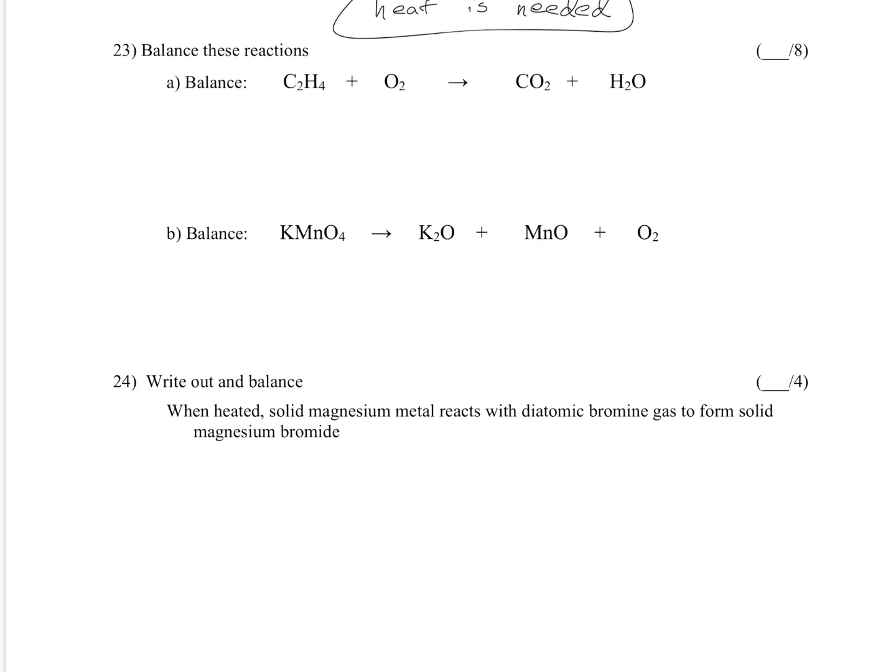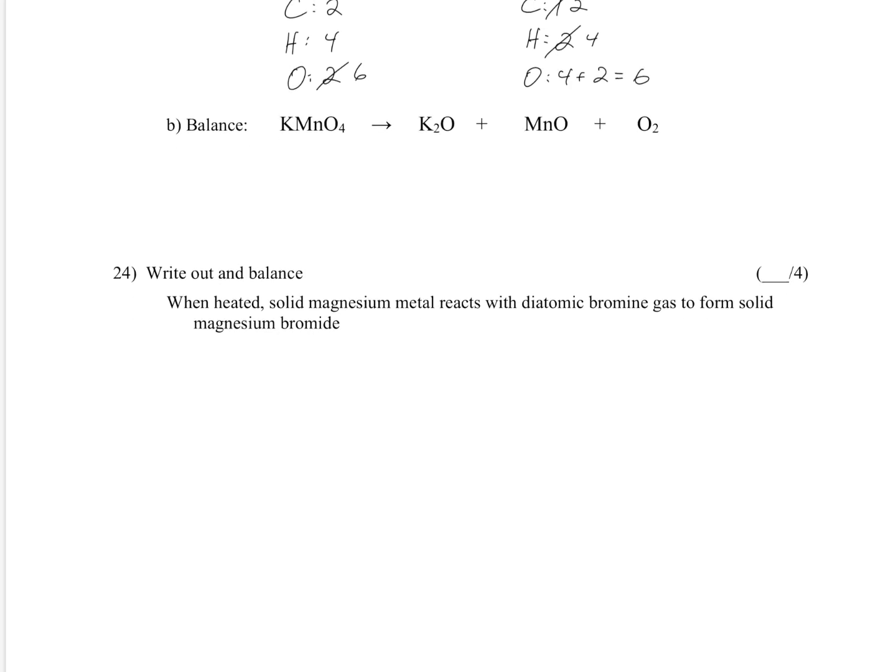23 asks us to balance some chemical equations. So we have C2H4 plus O2 going to CO2 and H2O. This is a combustion reaction. So we can go ahead, we have 2 carbons here, only 1 here, so I'm going to make this 2. I have 4 hydrogens on the left, 2 on the right, so I'm going to make this a 2 here, which means I have 4 hydrogens. Now I have 2 oxygens, I have 4 plus 2, so I have 6 oxygens here, so I put a 3, that makes that balanced.